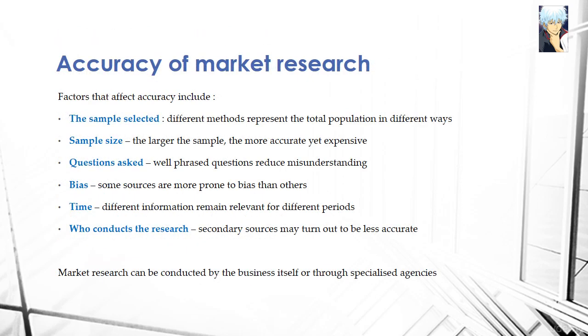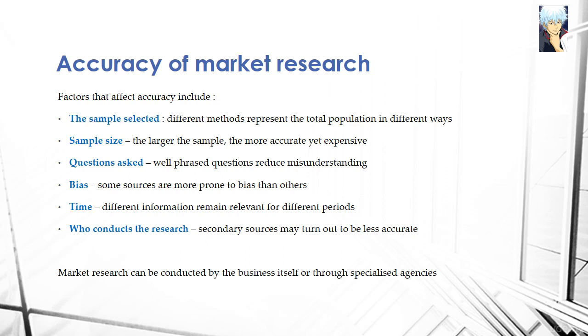So when we think about market research, it is affected by many different factors. Factors include the sample selected. The sample could be the method that you've used. If you used a random sample or quota sampling, it could give you a different sort of target market. Sample size also matters a lot. The larger the sample, the more accurate it is, but you cannot conduct research on the complete target population because it's very expensive.